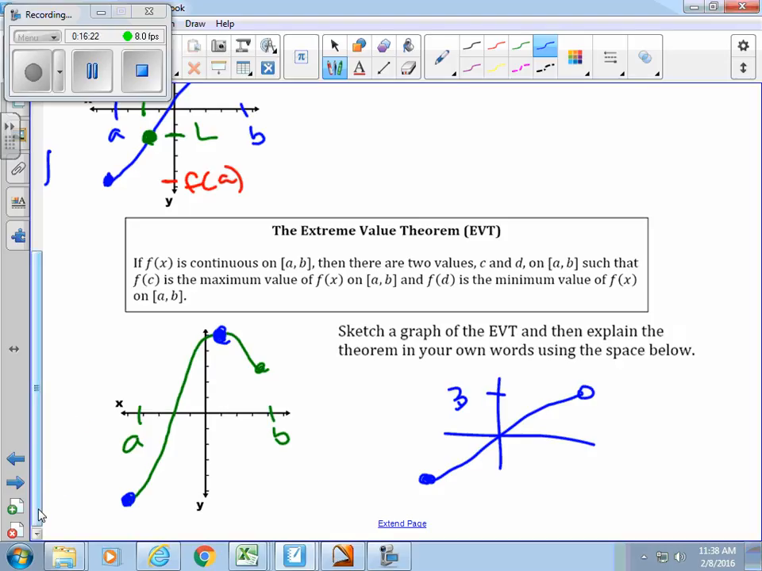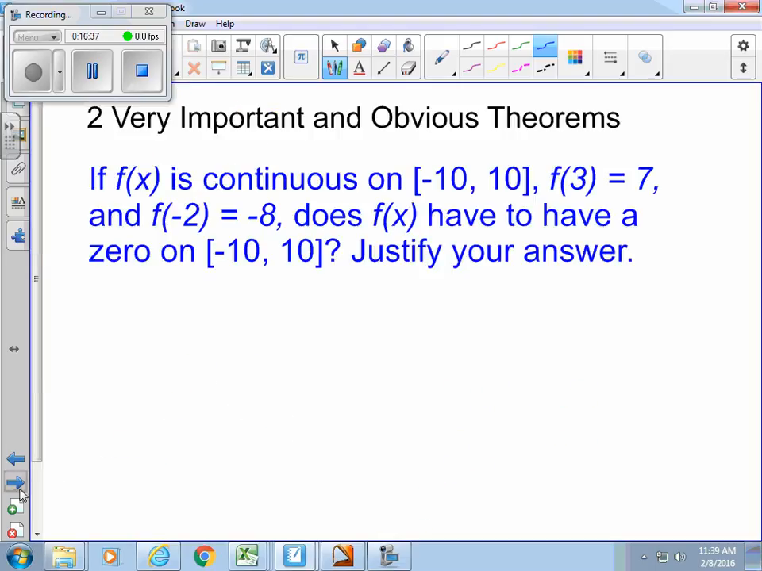Random thoughts. Okay, so the extreme value theorem says if you have a continuous function on a closed interval, then you have a maximum value and you have a minimum value. So just a random question on intermediate value theorem. If f of x is continuous from -10 to 10, and f of 3 is 7, and f of -2 is -8, does f of x have a 0 from -10 to 10?